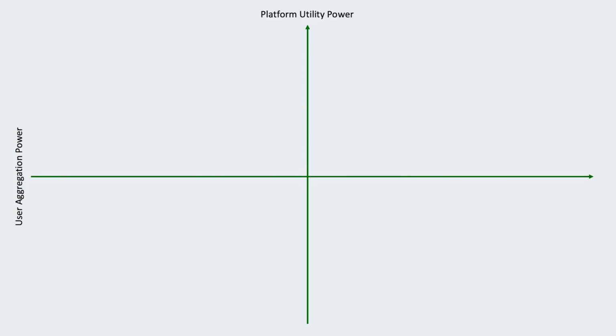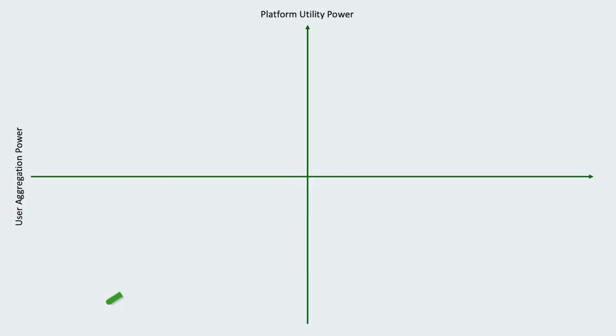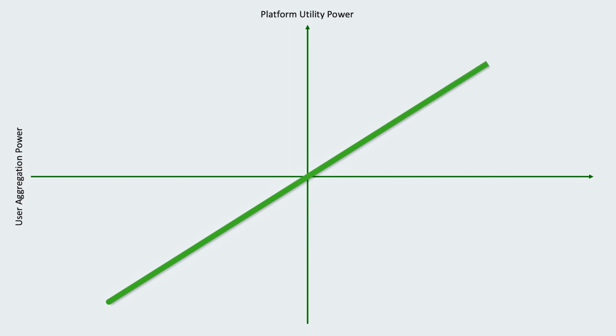On the horizontal axis, we've got user aggregation power. On the vertical axis, we've got platform utility power. And we literally plot the companies that we are investing in, or we're invested in, on that matrix to get an understanding and really a subjective assessment of how strong their network effect is. And the idea is that we want our companies to move up and to the right.